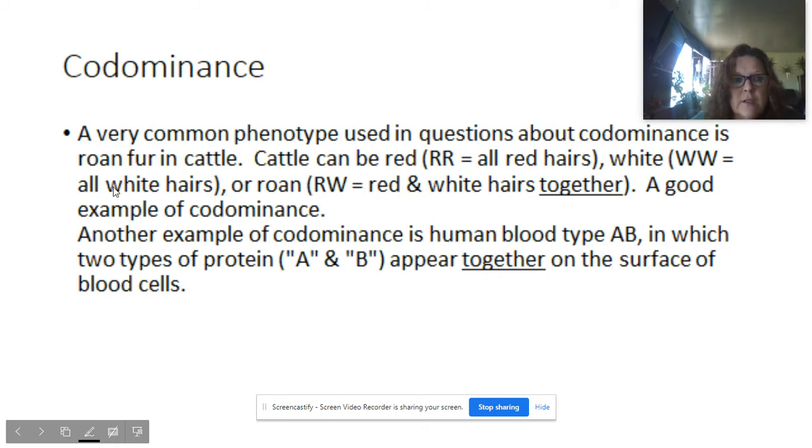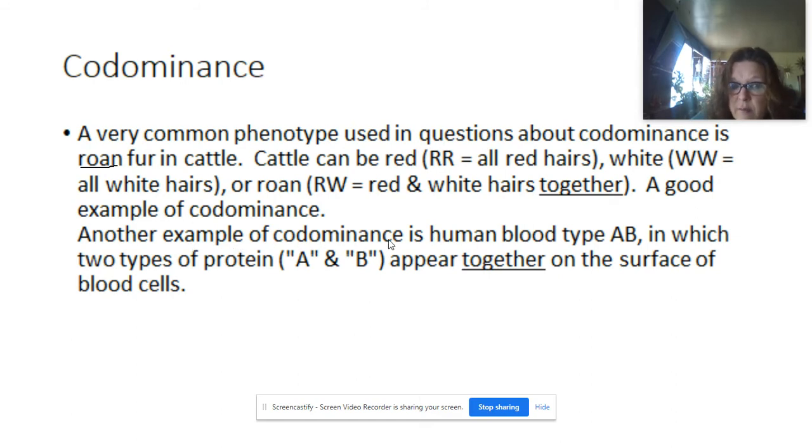So a very common phenotype used in questions of codominance is what we call the roan fur, and that just means red and white coloration. So cattle can be all red, like RR, or WW for all white, or the roan RW together, and that would be codominance.